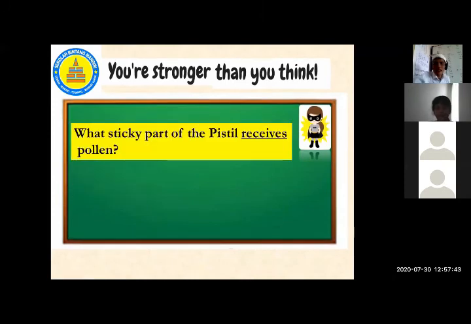Next. Okay, what sticky part of the pistil? Masih ingat tadi apa pistil ya, sama dengan carpel ya. What sticky part of the pistil receives pollen? Atau catch pollen? Yang mana yang menangkap tadi pollen? Bagian dari stigma. Stigma, very good. Stigma. Yes, you're right. Stigma ya.